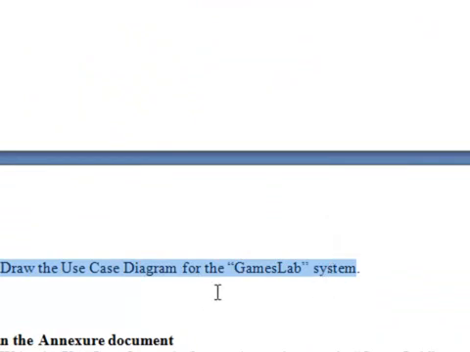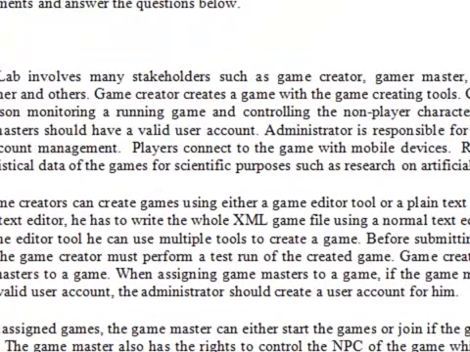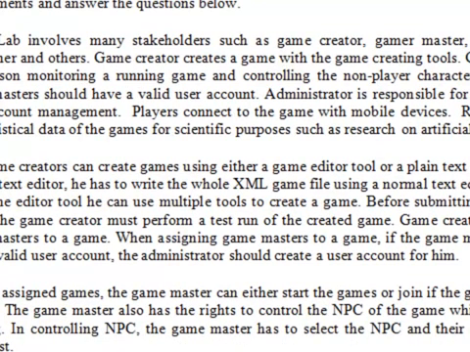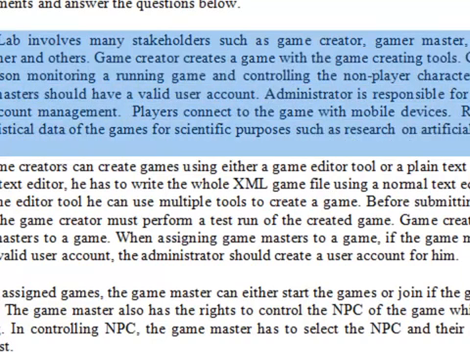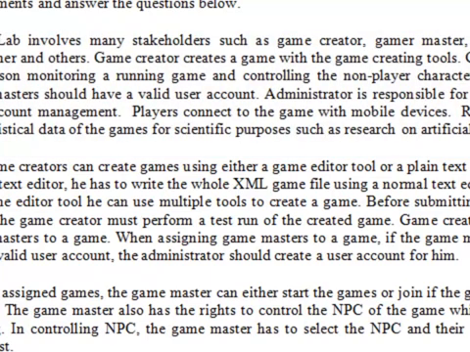These are a few small questions on the theoretical aspects, and the next major part is to come up with the use case diagram for the games lab system. If you go through the scenario, the first paragraph gives an overall idea about the games lab system. The main important thing is identifying the actors who are going to trigger the main functionalities of the system. They have given some actors like game creator, game master, administrator, researcher, and sometimes you might find other actors while going through the scenario.